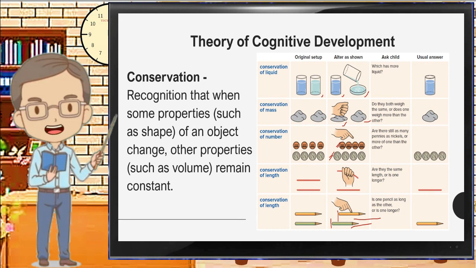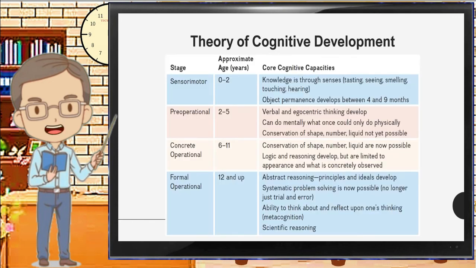Okay, eventually you will move to what we call the concrete operational stage, and let's take a look at that. In the concrete operational stage, it's now possible to conserve shapes, numbers, and liquid. Okay, and that's one of the most important achievements when you are 6 to 11 years of age. And in this stage, you learn initially how to use logic and reasoning, but it's still limited to appearance and what is concretely observed. That's why it's called concrete operational.